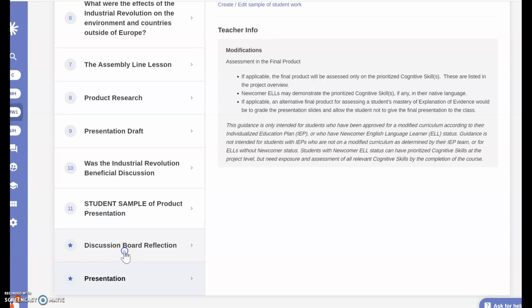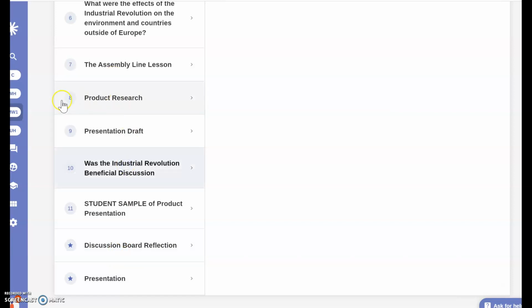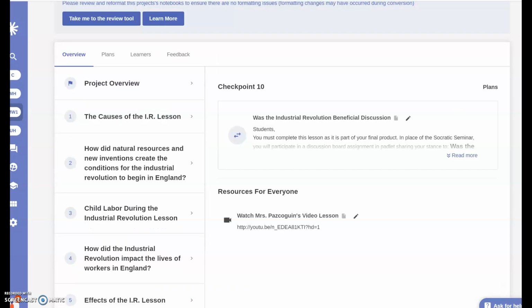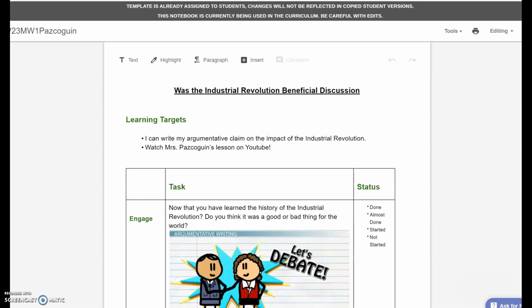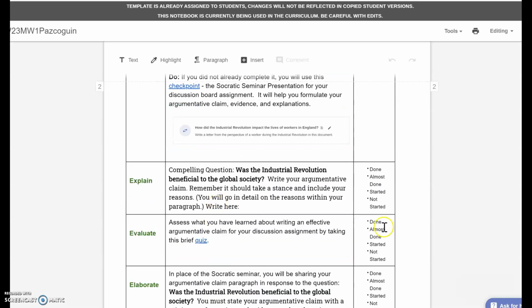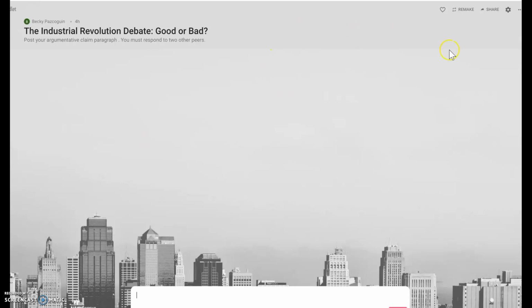So that's your presentation, and then you have a discussion board reflection. This is taking place at that Socratic seminar. You'll find the information starting with checkpoint 8 and on. That's all the final product checkpoints. And then if you go to checkpoint 10, I have my video lesson here. You'll see I have the instructions of what you're going to do. You have to put your argumentative claim paragraph in this Padlet, and you have to respond to at least 2 other peers.